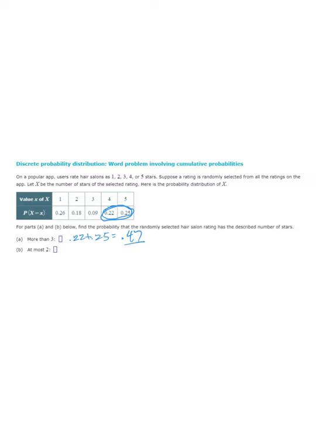At most 2. At most 2 would be 2 or 1. Okay, so those are those probabilities right there. That's 0.26 plus 0.18, which is equal to 0.44. There you go. So this one shouldn't take you too long. Go ahead and get it knocked out, and let me know if you need any help.